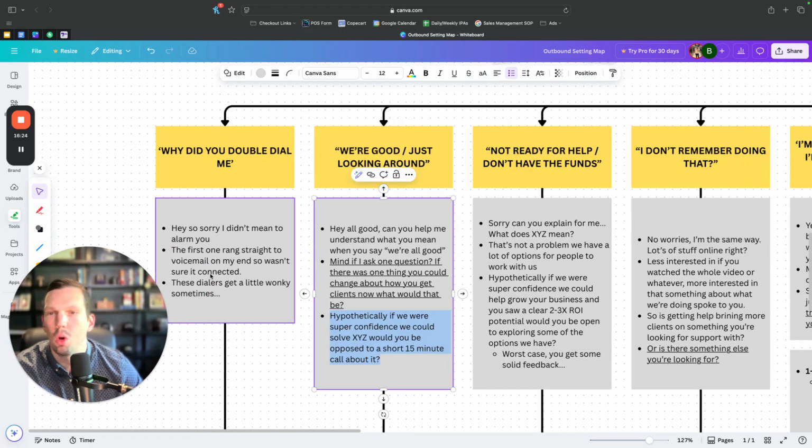And another common one, this isn't as common, I guess, but someone saying, "Why did you double dial me?" Because we encourage our team to double dial. It'll help you ring past do not disturb voicemails and just get a higher pickup rate in general. Don't triple dial, don't quadruple dial. Double dial tends to be something people are okay with as long as you're not being a total jerk when they pick up. But sometimes people get grumpy about it, right?